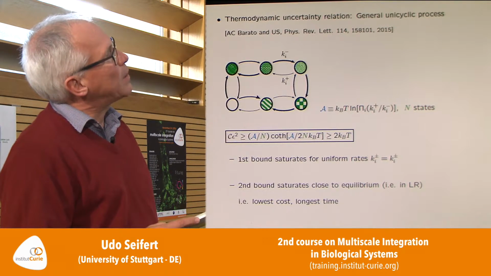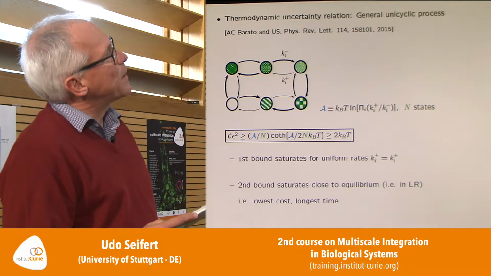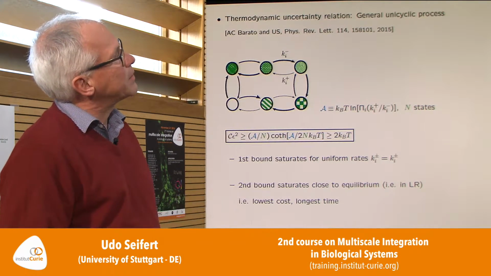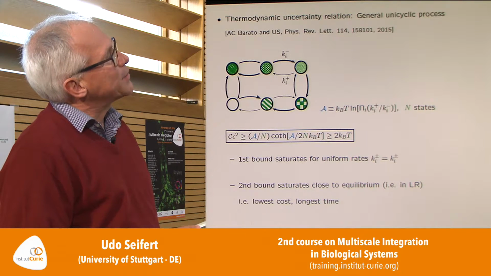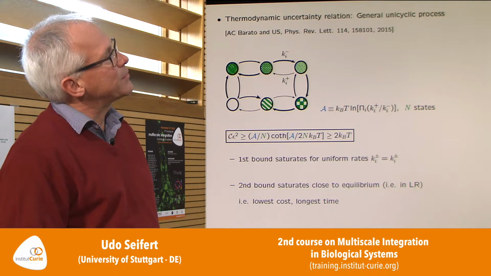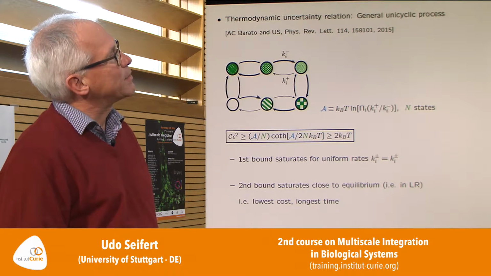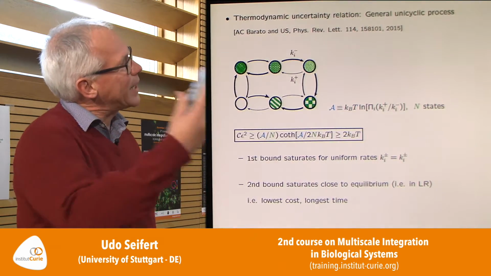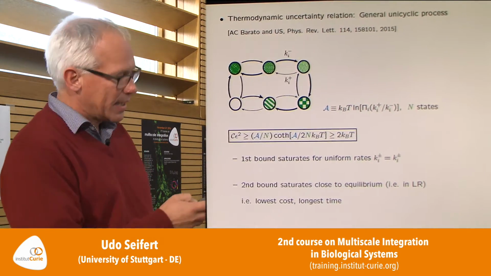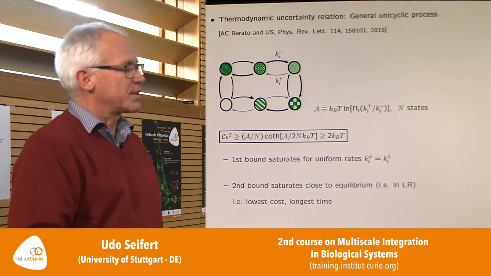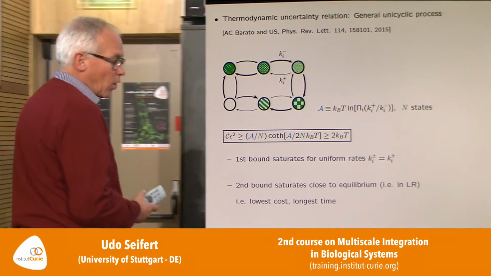And both of these bounds are sharp. The first one saturates if all the forward rates are the same and all the backward rates are the same. The second one saturates if you're close to equilibrium, i.e. in the linear response regime where the affinity is small. In that case, of course, you only weakly break the asymmetry, so you have the lowest cost, but of course to get a certain output you also have to run it longer.